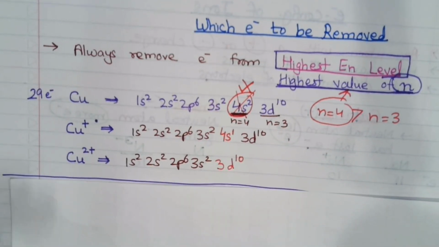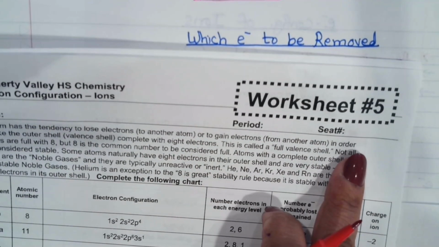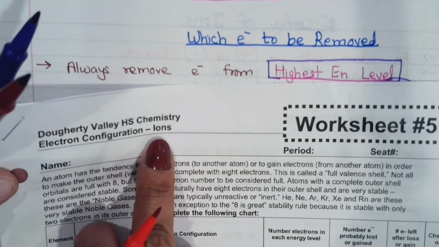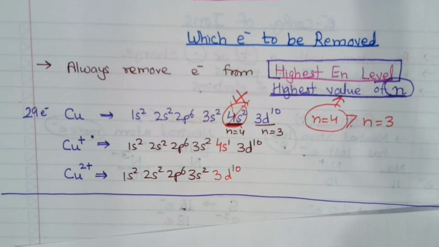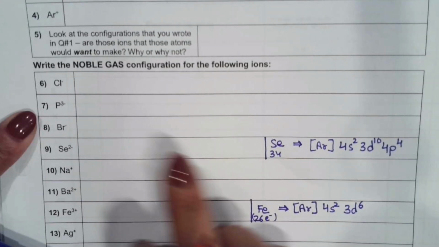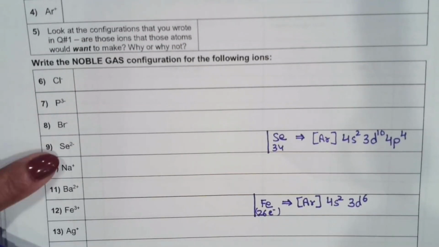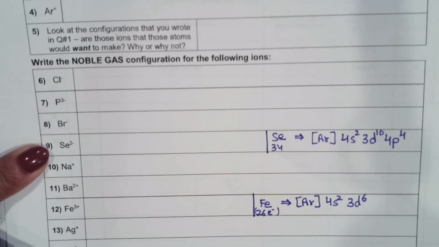Okay? So this is how we write down the configuration of ions. Now let's do some practice problems from your worksheet number 5, configuration of ions. I'm going to go to the 3rd page of this worksheet, where we write down the noble gas configuration of the following ions. I'm going to do question number 9 on that worksheet.